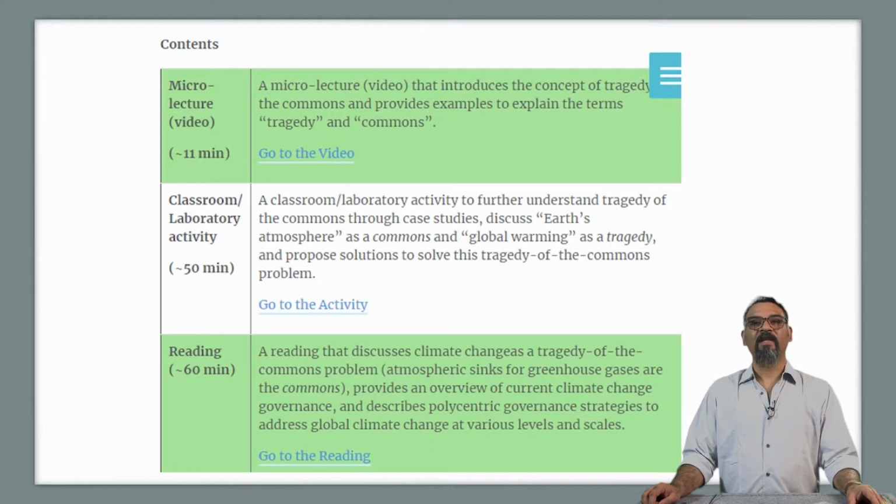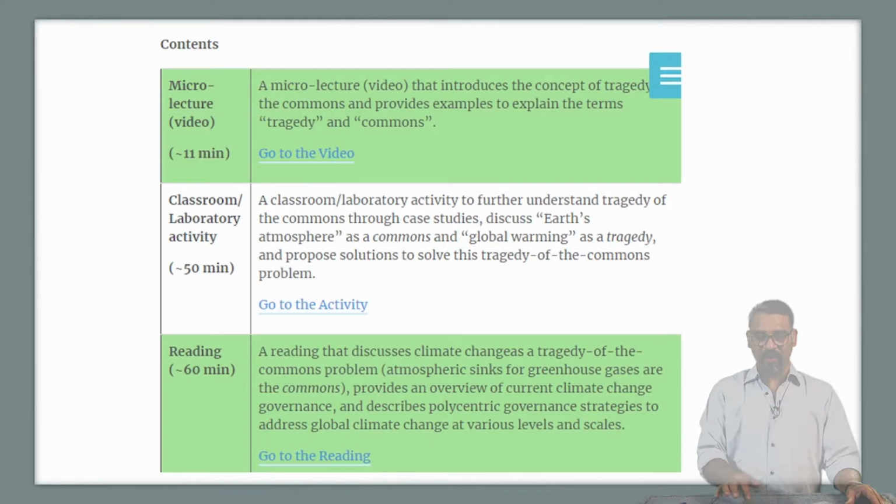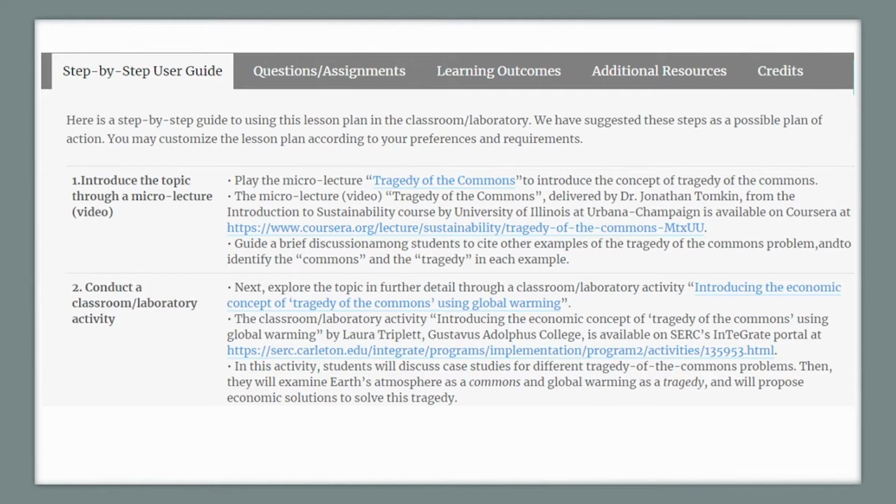A reading that discusses climate change as a tragedy of the commons problem, that is, atmospheric sinks for greenhouse gases are the commons. It provides an overview of current climate change governance, and describes polycentric governance strategies to address global climate change at various levels. A step-by-step guide is provided for the usage of this lesson plan in your economics classroom or laboratory. Please feel free to modify this as per your requirements.